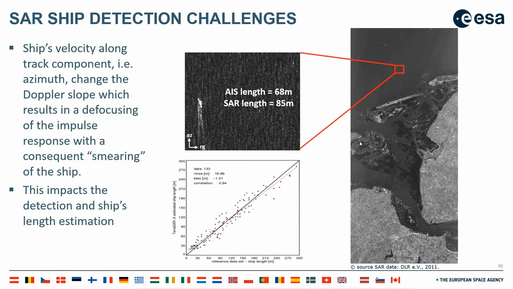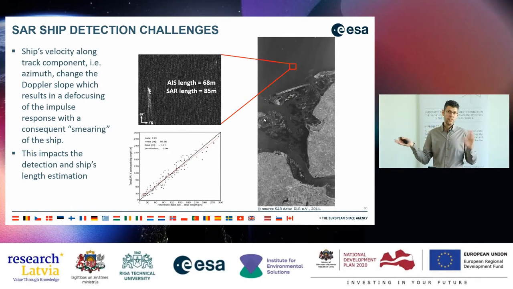Then the other effect is related to the component of the velocity of the ship along track, right? So who knows about along track, azimuth, across track? You know. So the along-track component of the ship creates so-called defocusing. That means the ship will appear stretched, right? It's not focused anymore, but the backscatter is a little bit spread along track, so in azimuth. And this, of course, has an impact on the ship length estimation.